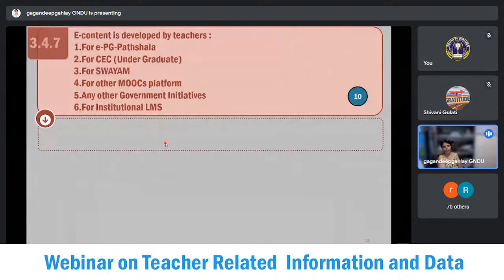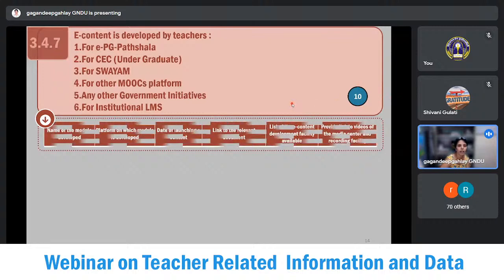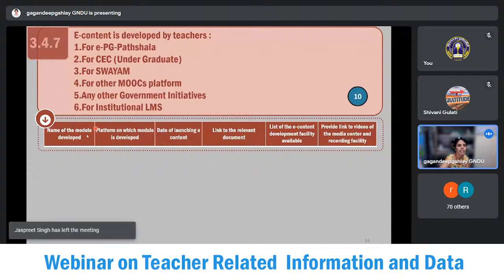After that, the NAAC is asking us questions about what kind of e-content has been developed by our teachers, whether it is for the EPG Pathshala, for Swayam, for CEC, for any other MOOC platform, for any other government initiatives, or for institutional LMS. Your institute may have done it for one of them, or all of them, or a few of them, and this again carries 10 marks.